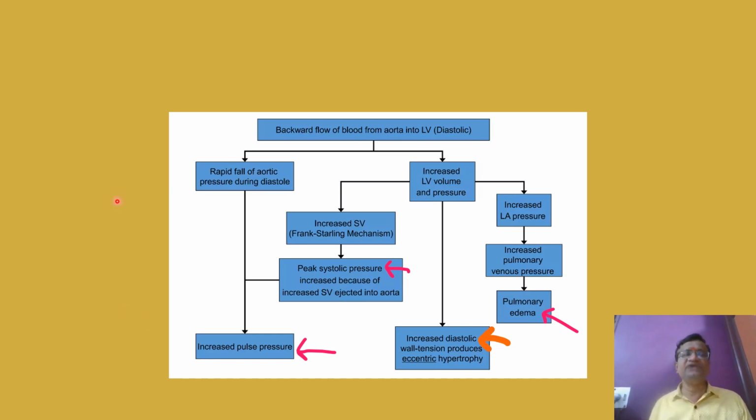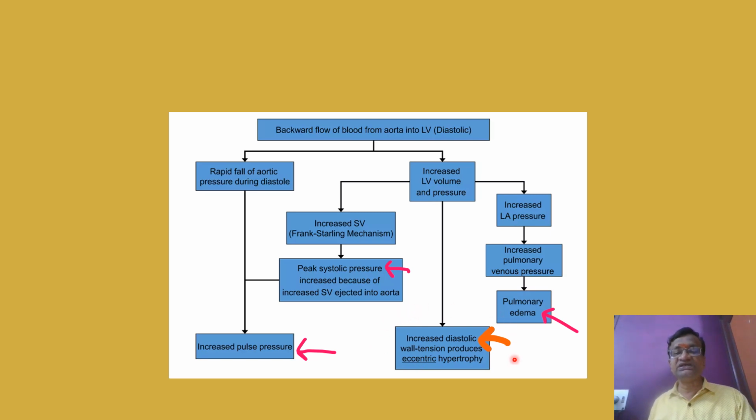Now you go back again to the pathophysiology. Backward flow of blood from the aorta into the LV, rapid fall of aortic pressure during diastole, so increased pulse pressure. Systolic rises, Frank-Starling mechanism, diastole decreases, pulse pressure increases. Peak systolic pressure increases. Now you see there is a volume overload and pressure overload also.